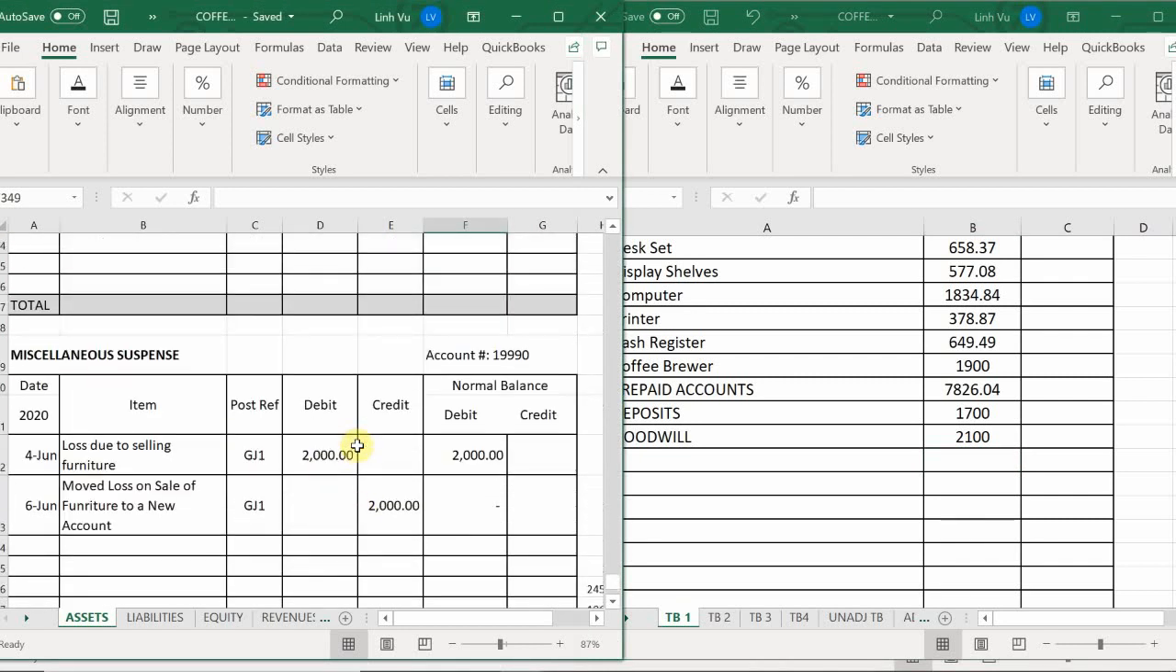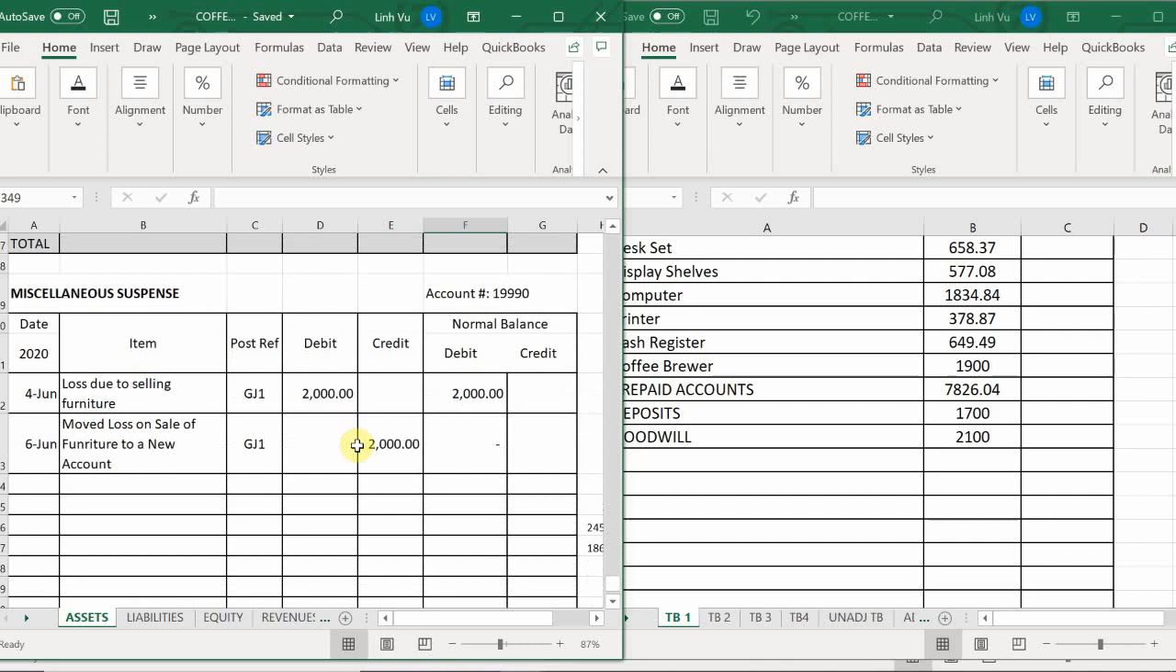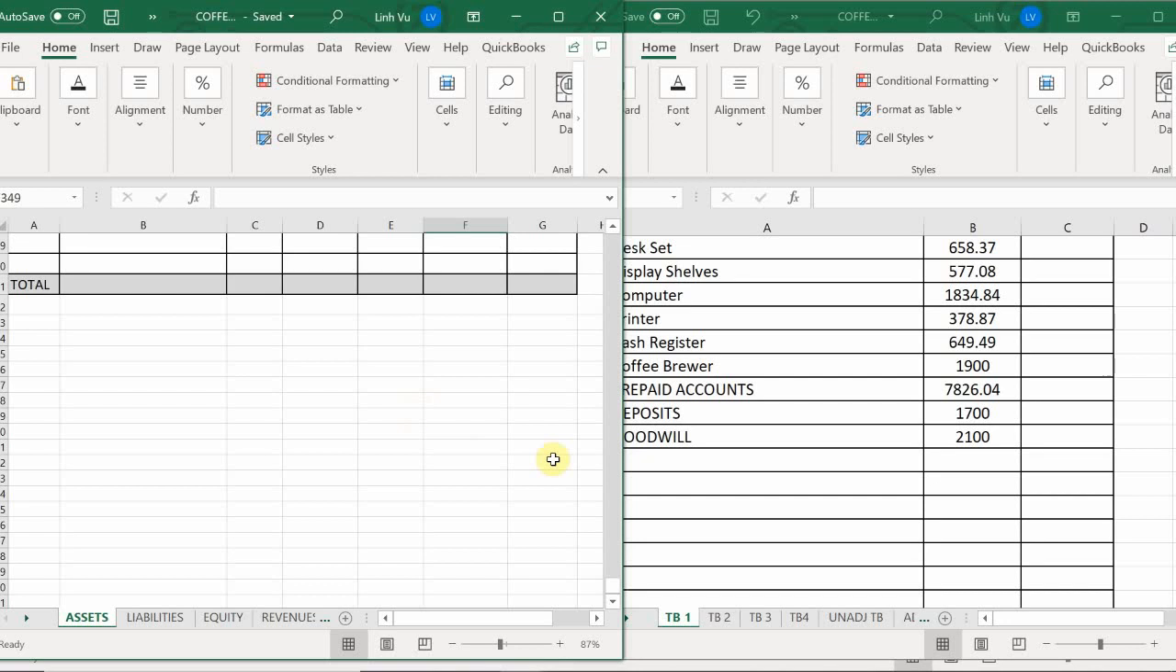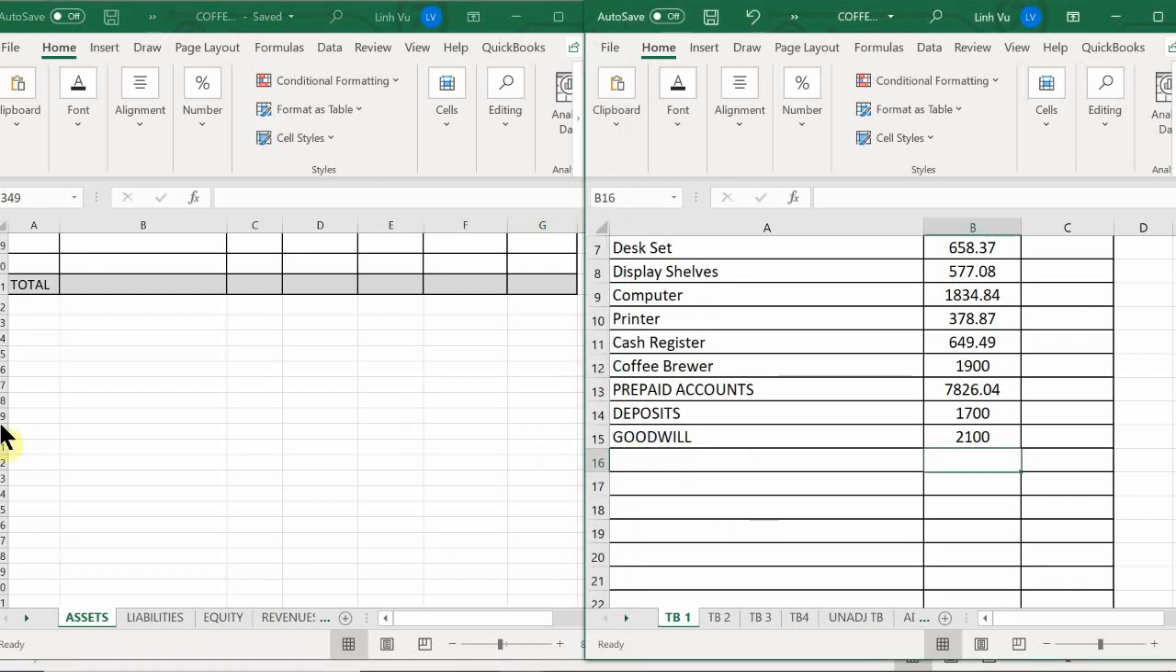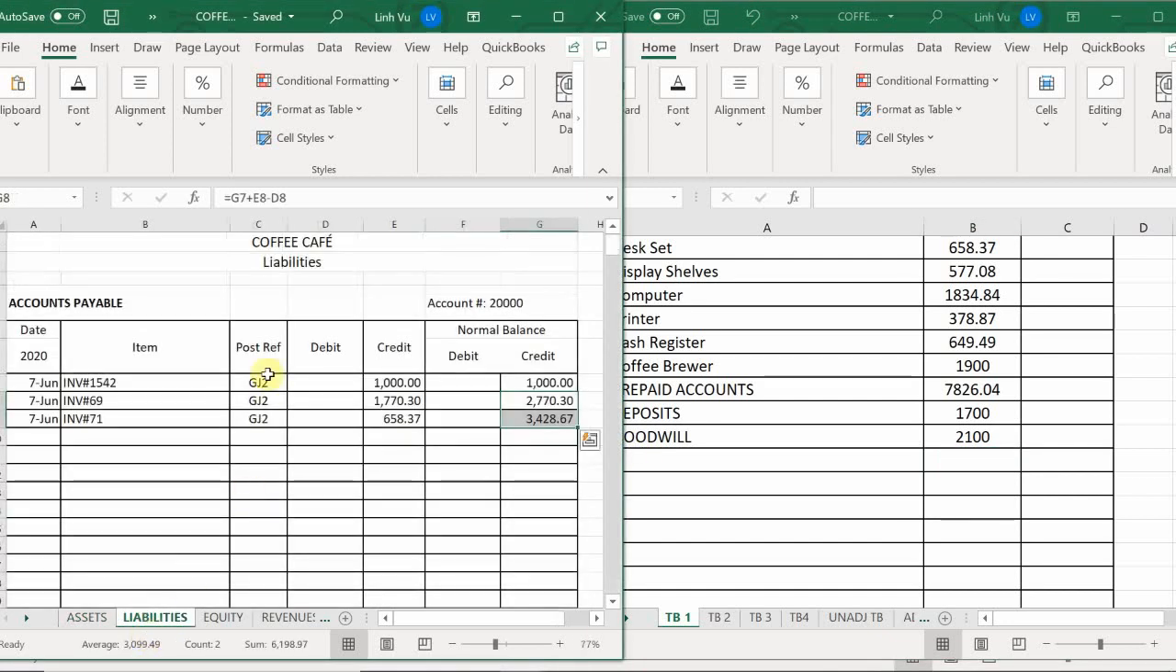And then last but not least, miscellaneous expense. We don't have anything there. Even though we did use the account, there's no account balance, so we do not need to record it. So there's all of my assets, and I'm done with that whole section. Now I need to go to my liabilities, because I'm going to go through every single account that exists in my books.